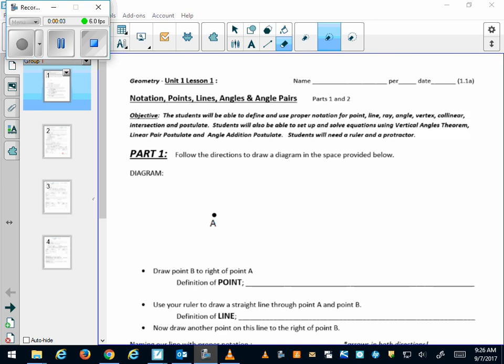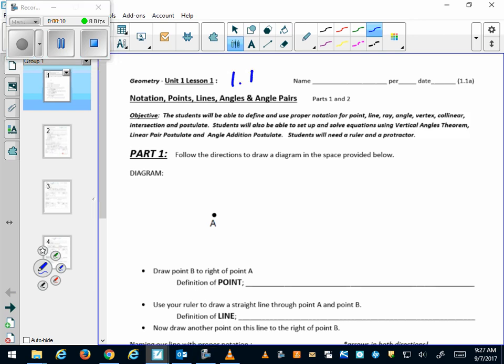Hello, this is Mrs. Meyers, and we are going to be learning about points, lines, and planes, the basics of geometry. And this is our lesson 1.1.